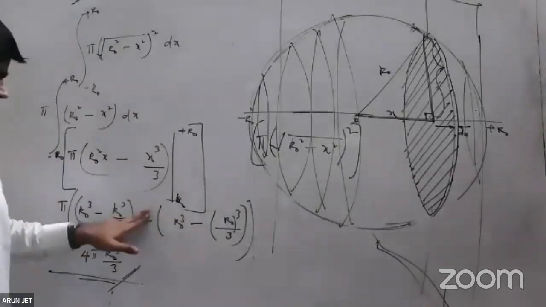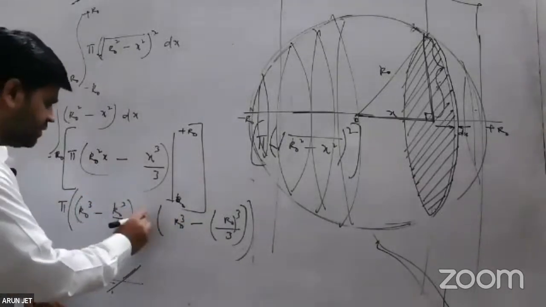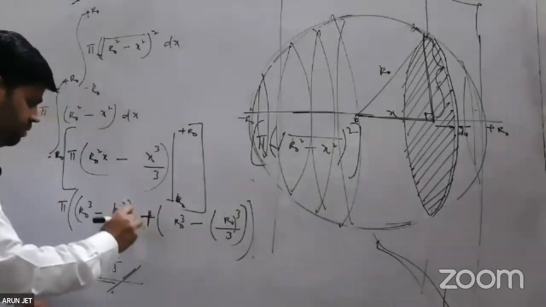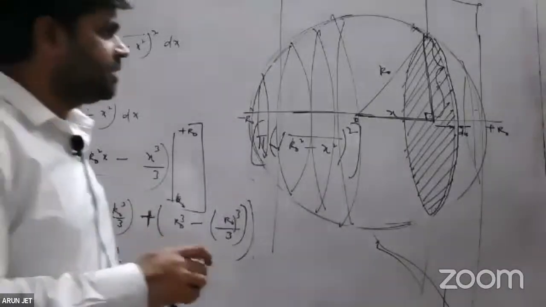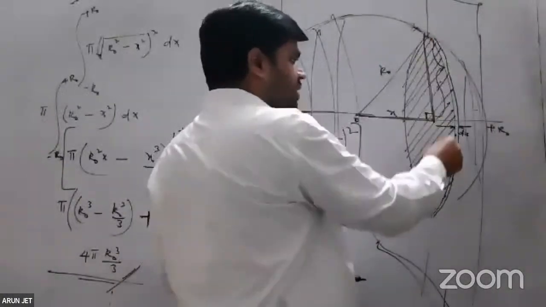You simplify this further, students. What do you get? This is what I get: 4 pi r naught cube by 3, which is nothing but the volume of the sphere. Right? So what is dx? dx is nothing but the width of the disk.